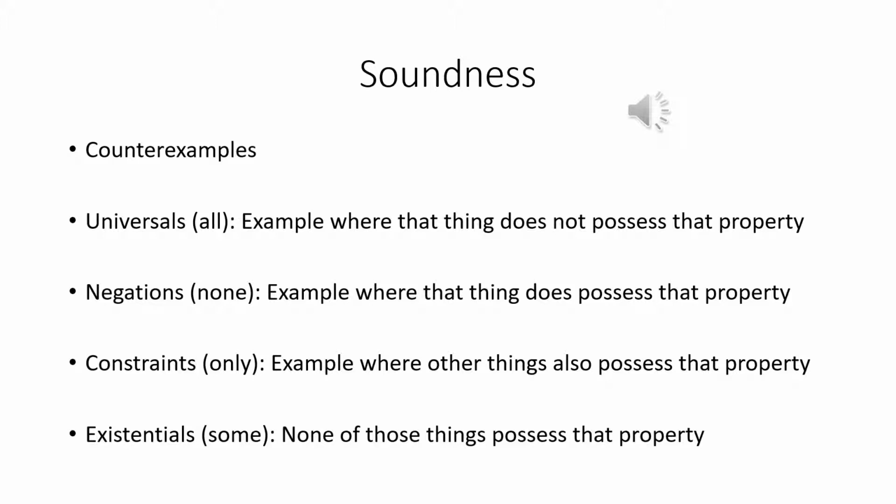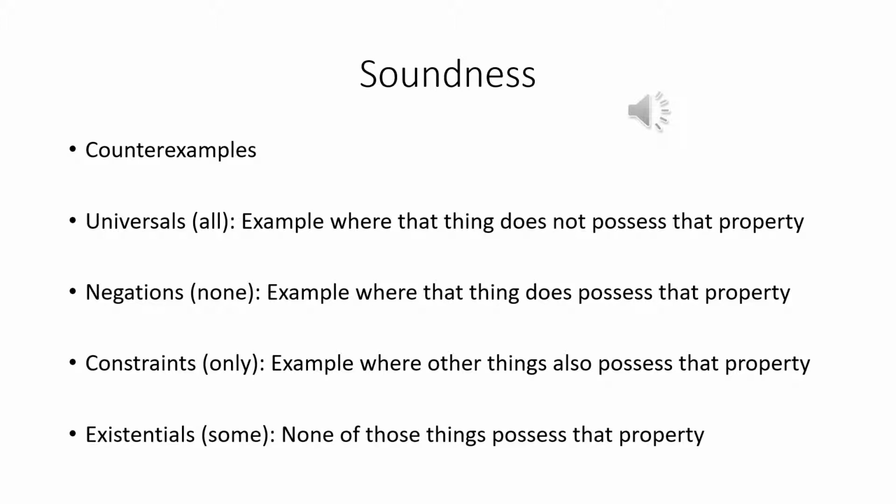Regarding constraints, the use of the word only, all you've got to do there is show an example where other things also possess that property. Like, for instance, with the trained astronauts, only trained astronauts can go into outer space. You could say, oh, well, they brought a monkey into outer space, or they had this person who won this special lottery, and they were able to go on a trip with the astronauts into outer space, and they just did all the work for them. So even though they weren't a trained astronaut, they could go into outer space. So you're just showing how other things can also possess the same properties. So that's how you can show a counterexample to how a constraint can be false.